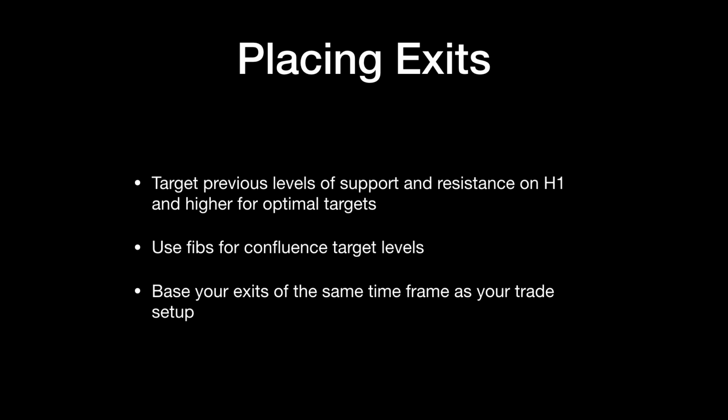So use your fibs for confluence of target levels. Again, I'm going to show you guys an example in the charts, but you can use your fib levels to line up with your targets. That may come in line with a swing high. The old swing highs will also be previous levels of resistance, because it formed a high more than likely at a level of resistance, and that's what we would be targeting. Now if we break above that level of resistance, we'd look for the next level of resistance, and so forth.